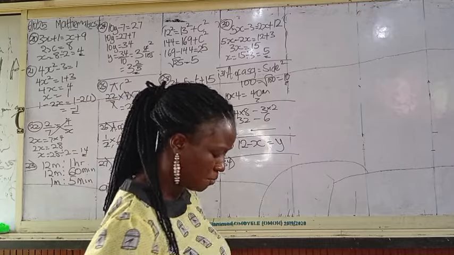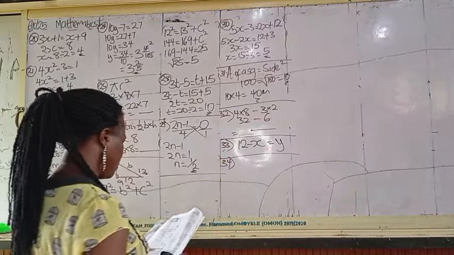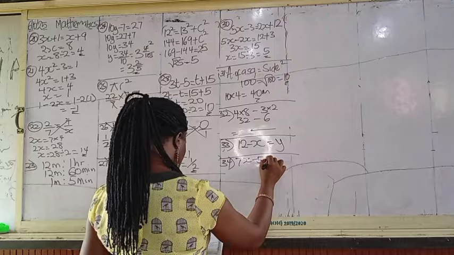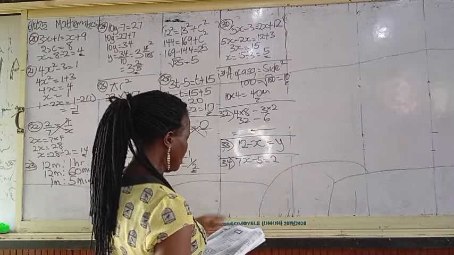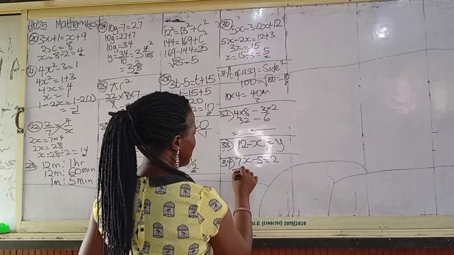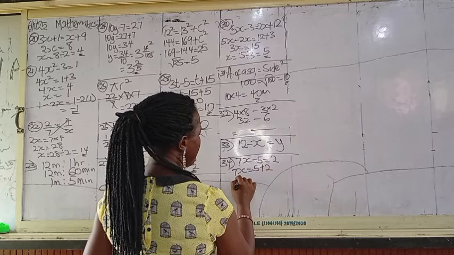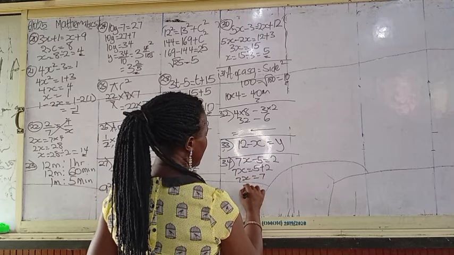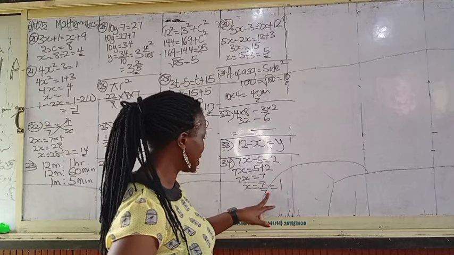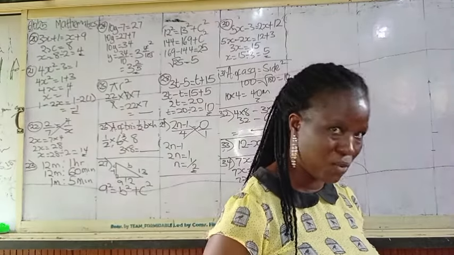Number 34. Solve 7x minus 5 is equal to 2. So we are doing this. The x comes here, the 5 and 2 go there. That will be 7x is equal to 5 plus 2, 7x is equal to 7. X is equal to 7 over 7, which is equal to 1. So our answer there is 1. And that is now to number 35 question.